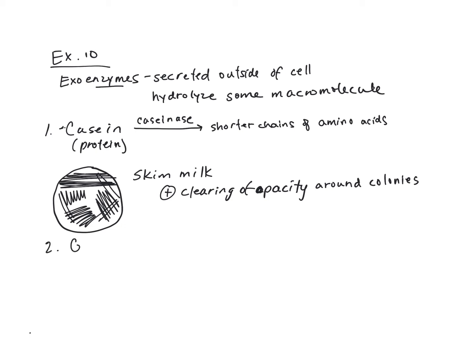Our second enzyme, we're testing for the production of the enzyme that's able to break down gelatin, and that's gelatinase. Gelatin is another protein. It's derived from the hair, hooves, and horns of animals. So it's a structural protein, a connective tissue protein. Some organisms can make an enzyme that breaks that down, gelatinase. So again, we're looking for shorter chains of amino acids.